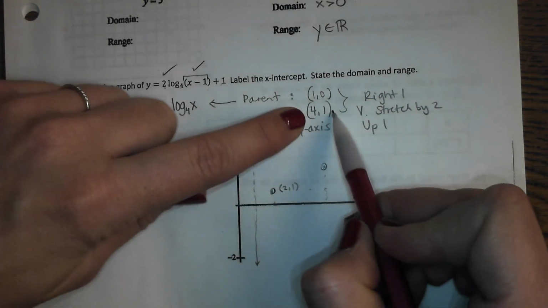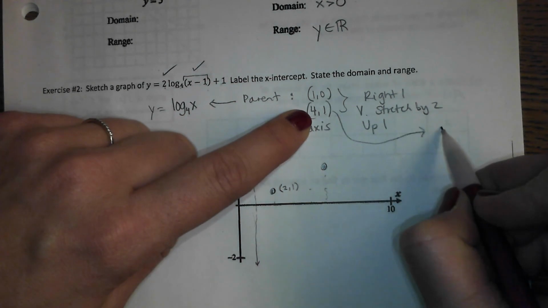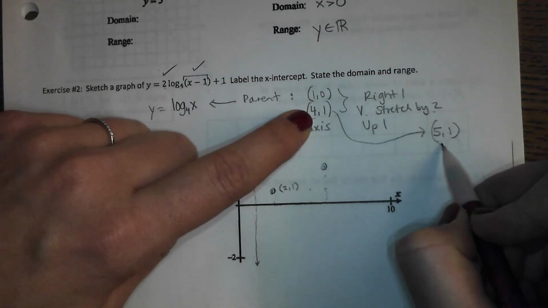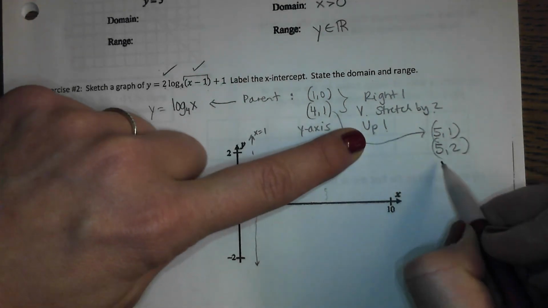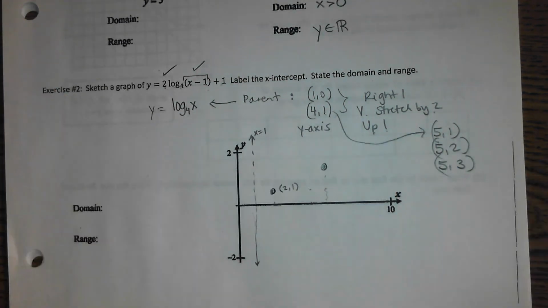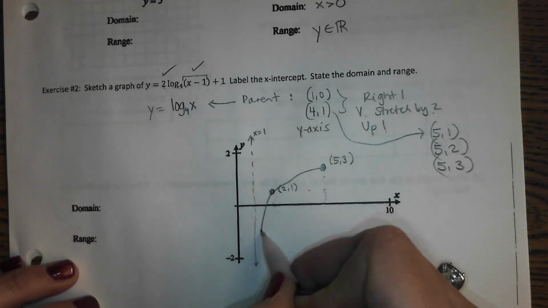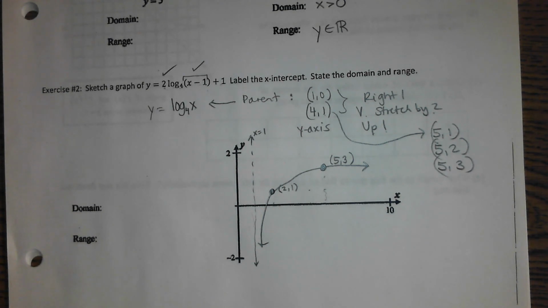So think about that point from a numerical standpoint. If you move it right 1, it initially becomes 5, 1. Then when you vertically stretch it by 2, it becomes 5, 2. Then when you shift it up 1, it becomes 5, 3. So that's where that ends up. And your graph holds the same shape and just does that. Your domain has also changed.